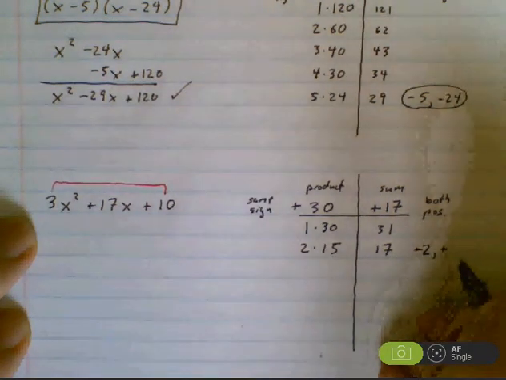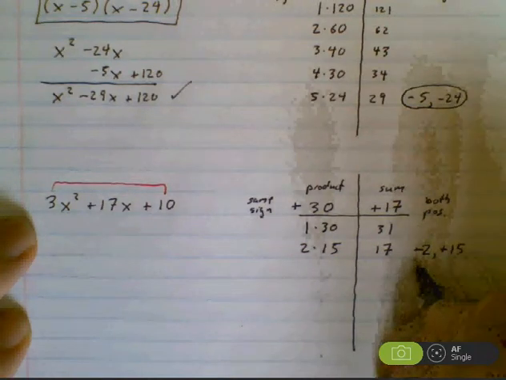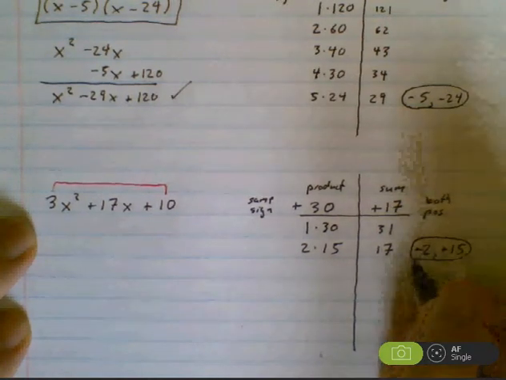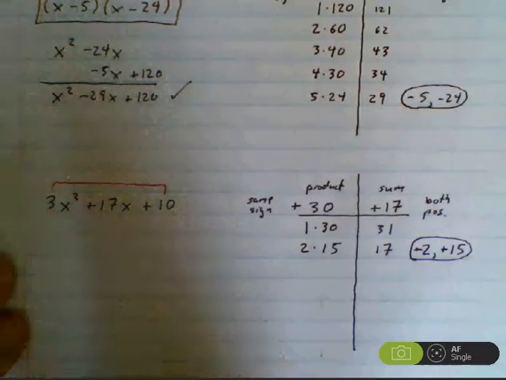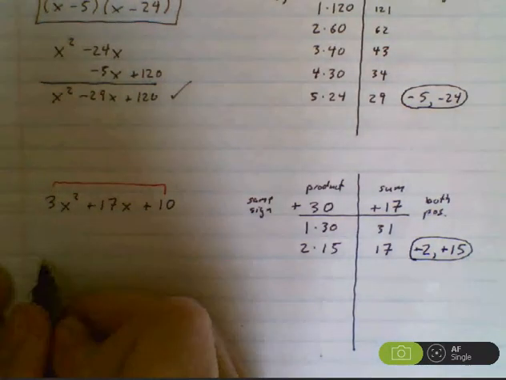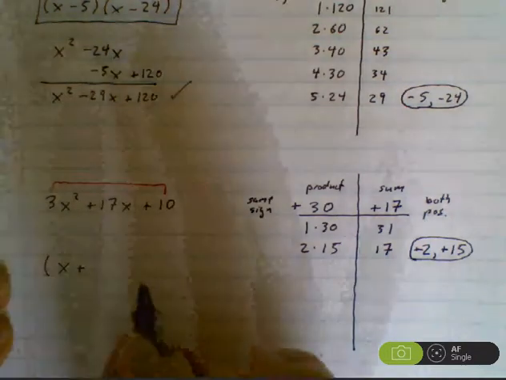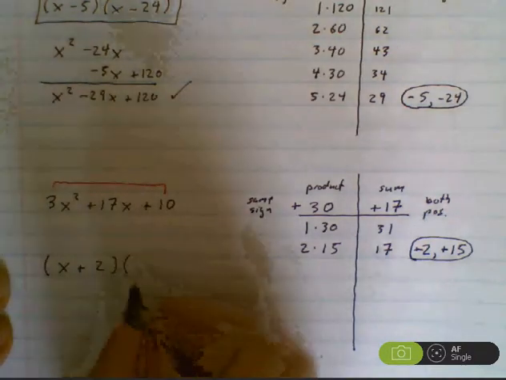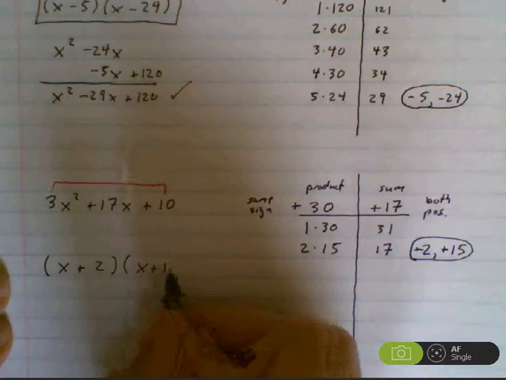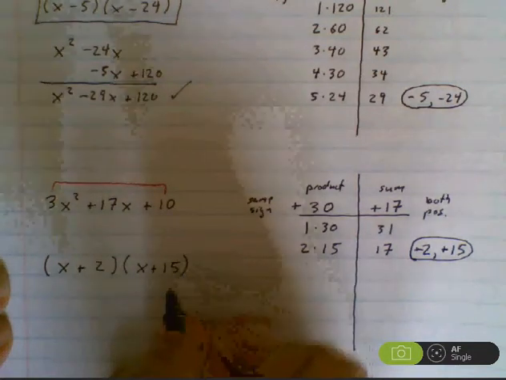Look carefully, the next part is divide and slide. Set up your parentheses once again as x plus 2 times x plus 15. Now obviously that's not going to be the correct answer, because the first term would be x times x, which is x squared, so that doesn't match.